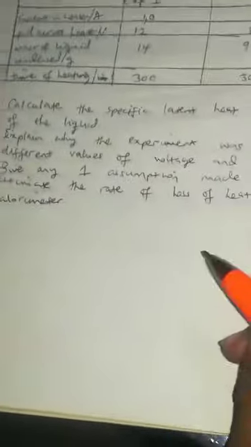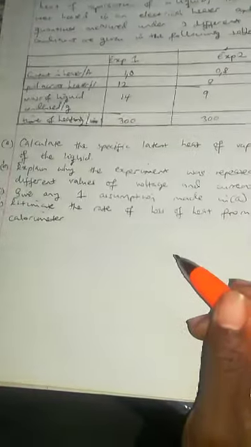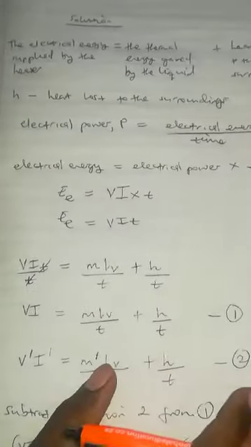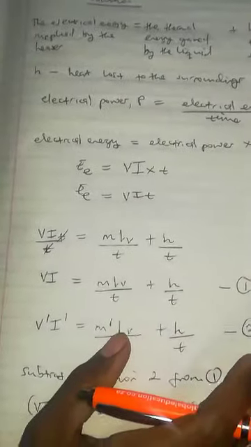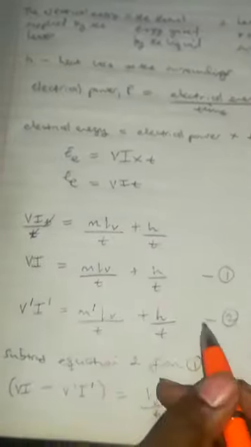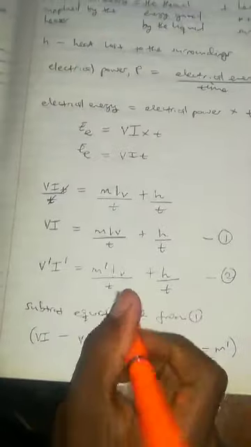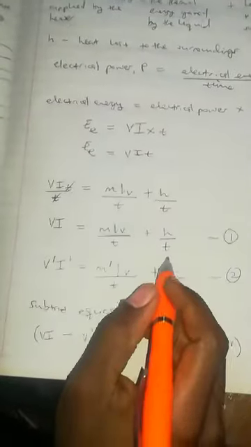Now for part B, explain why the experiment was repeated for different values of voltage and current. So the reason we repeat the experiment for different voltages and current is to eliminate the heat loss to the surroundings, so as to add accuracy to our experiment. As you saw during our calculations, they actually cancelled each other out, so that we can accurately determine the specific latent heat of vaporization of the liquid.